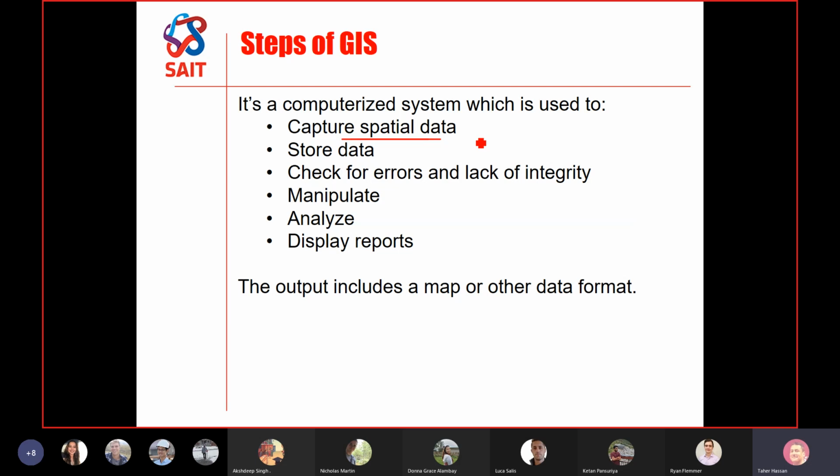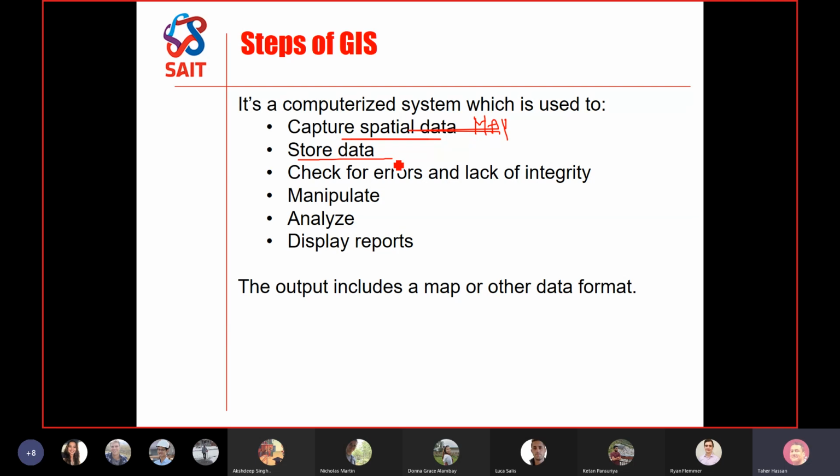So the first step is you capture the spatial data, and if you don't like this name, please convert it into map. So I'm referring here to my map. Okay. Number two, we have to store the data, and we talk about data storage in our class because there are so many formats. You can store your data in a vector format or raster format. We have a discussion on that next class. So we have to store the data.